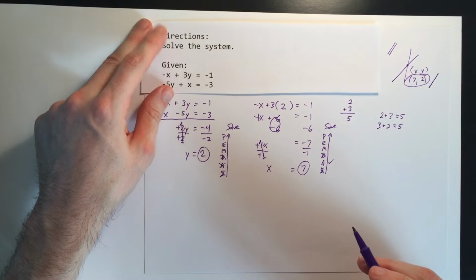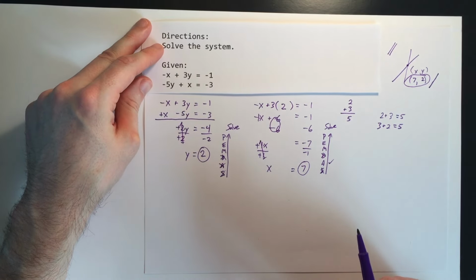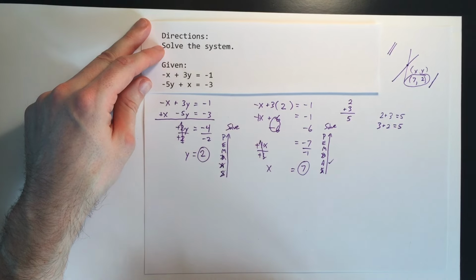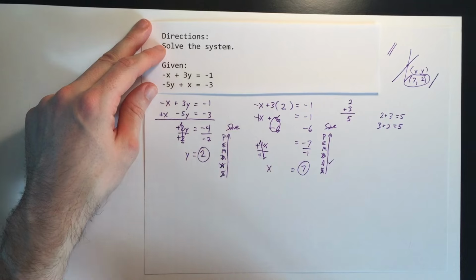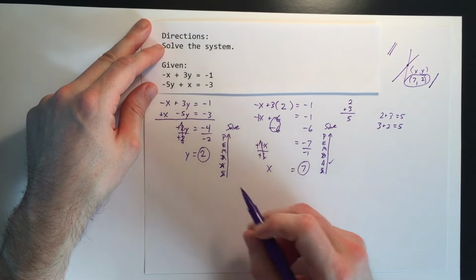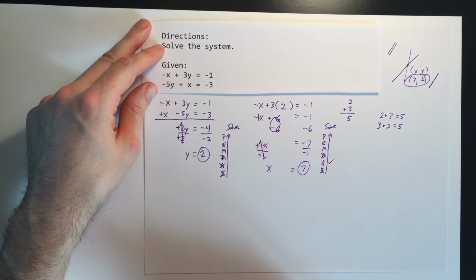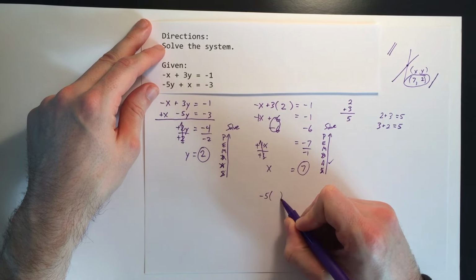7, 2 is the solution to the system. Let's check our work just to make sure that we haven't made a mistake. To check your work, you can take your answers and just substitute them into either equation, or both if you want to be extra sure. And so let's just use the second equation since we haven't really done much with that one yet. And we'll just put parentheses where the variables are.